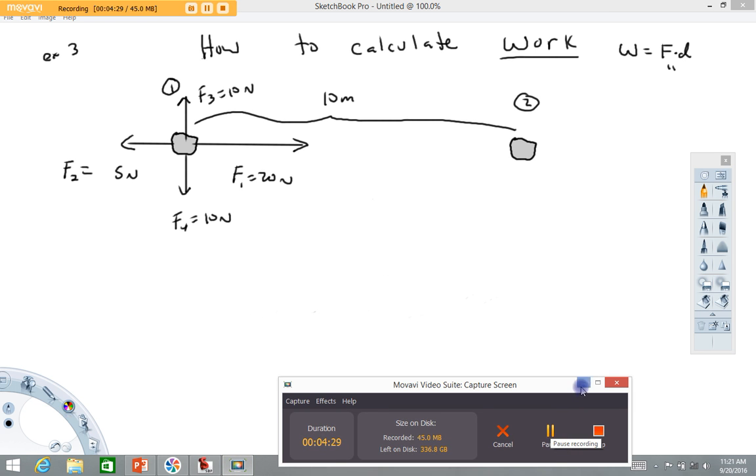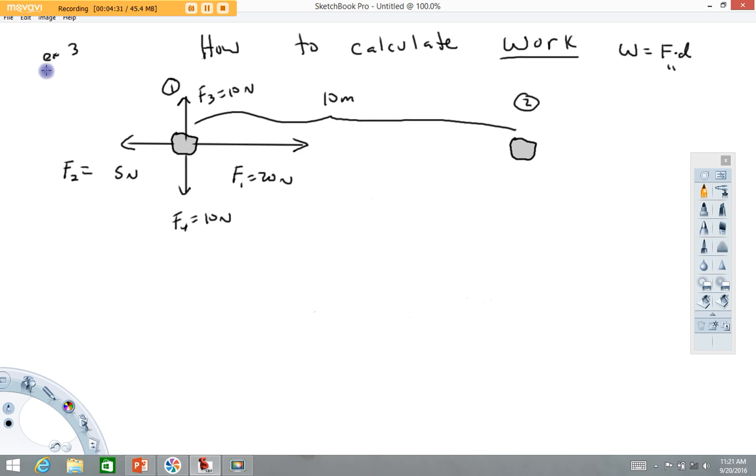Alright folks, so I'm back here. I've changed my picture. Again, I'm going to call this example 3. This object starts here at position 1, moves to position 2, a distance of 10 meters, under the action of 4 forces. And I'm going to go ahead and talk about the work done by each of them and the net work done on the system.